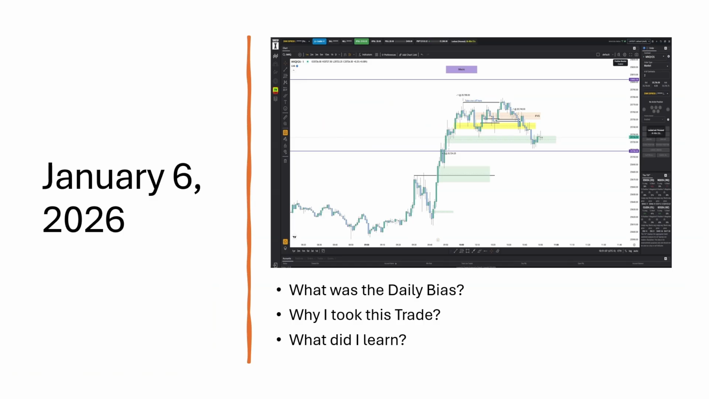Now we're going to go over the trade from January 6th, 2026. What was the daily bias? Why I took this trade? What did I learn? You'll start to see a little shift in the process that I go through each and every day. Something I remembered going through my notes from years ago, literally 2 years ago. I went through my notes and was like, wow, I forgot I did this. I think that's why keeping notes is very important.